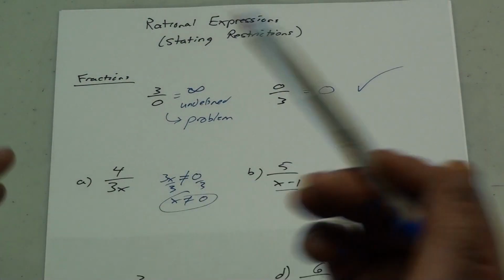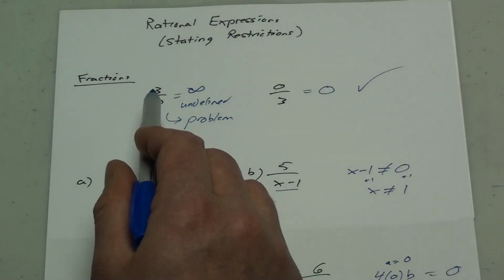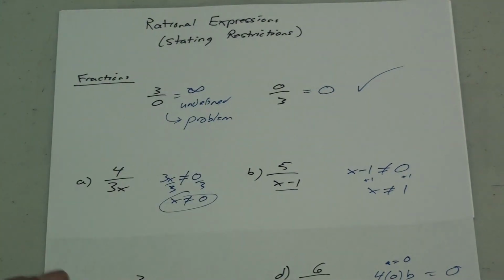Okay, so that's a short little lesson on restricted fractions. You're just trying to find ways so the denominator cannot equal 0, and you have to state those restrictions.